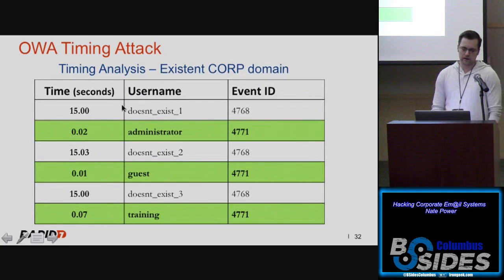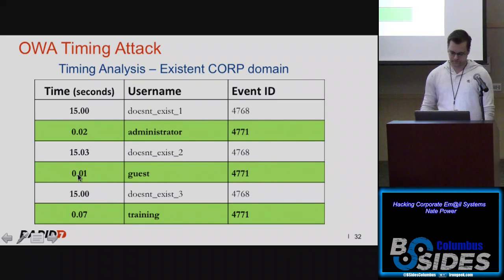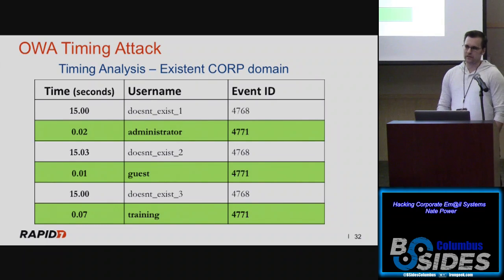Okay, if we know what the domain is, every row highlighted in green here is a valid account in Active Directory. The non-existent accounts all came back within 15 seconds, and all the valid accounts came back underneath 1 second. By default, administrator and guest are always in Active Directory as default accounts. The guest account, even if it's disabled, but it exists in Active Directory, the response time is still going to come back underneath 1 second. So it'll tell me the account's there.